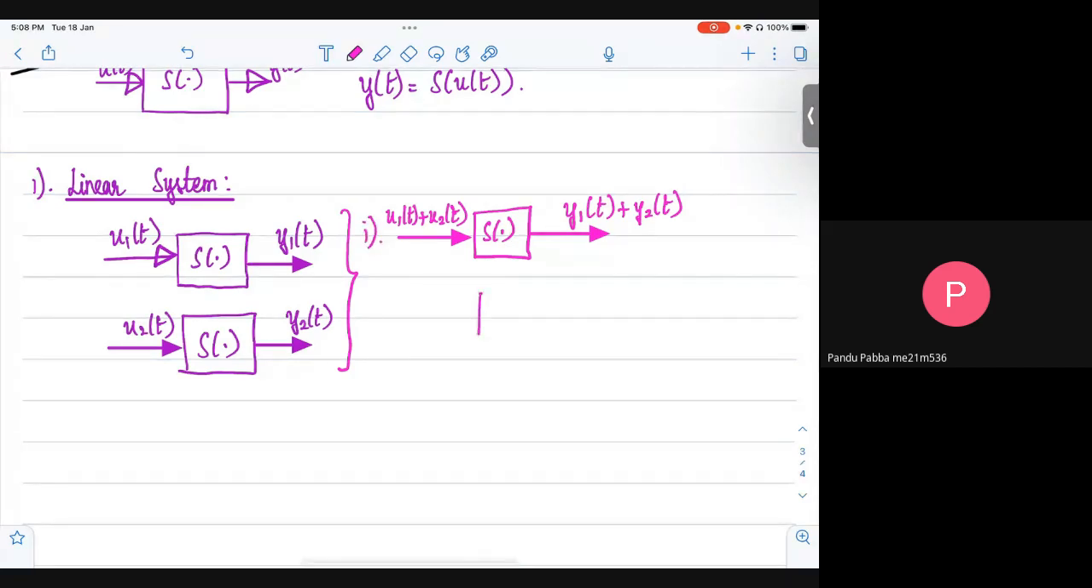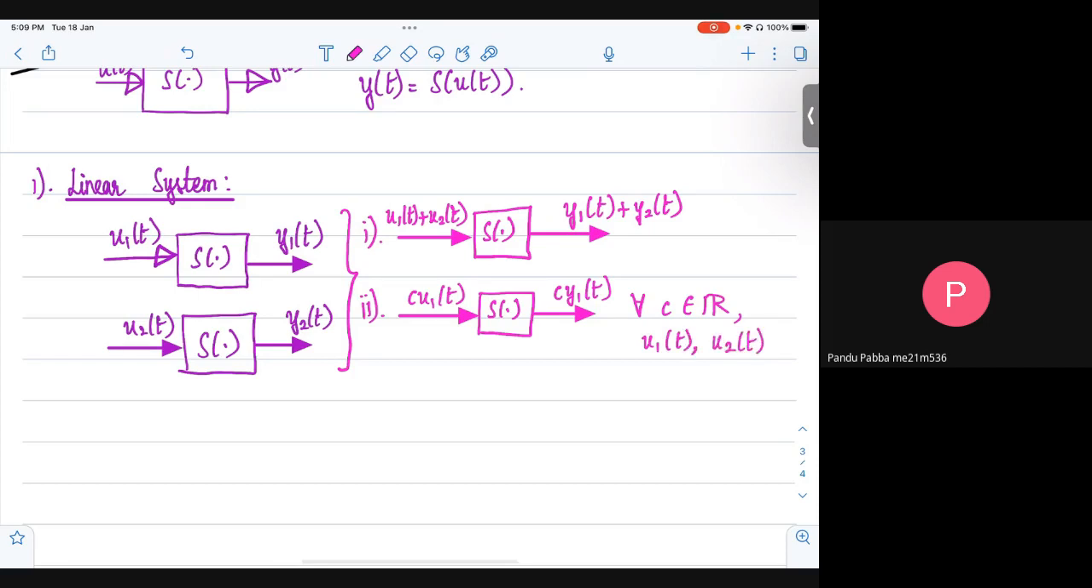And then the second condition is that I take any scalar multiple of an arbitrary input. Let's say I have U1, and then I multiply it by some scalar C, some real number. What should happen is that the output should also be the corresponding original output Y1 multiplied by the same scalar. And this should be true for all real numbers C, and for all inputs U1.